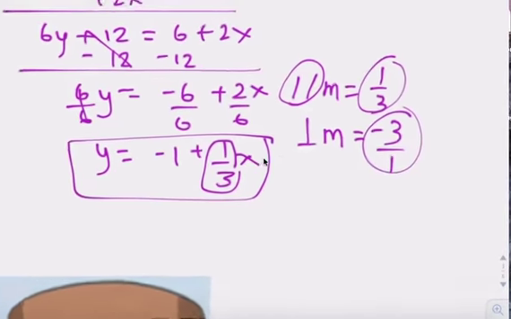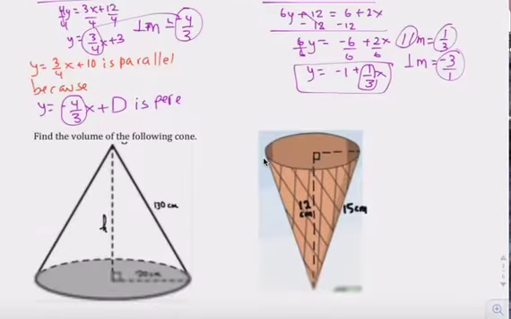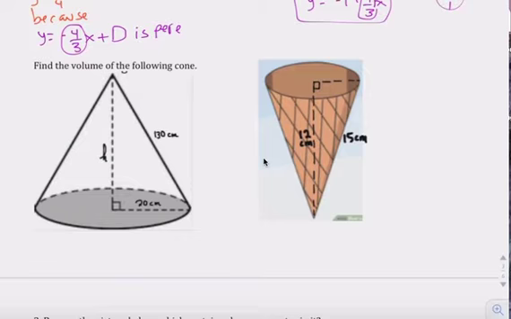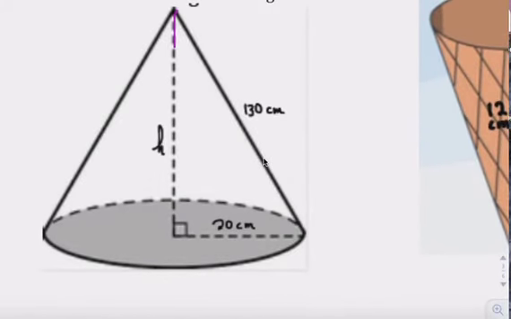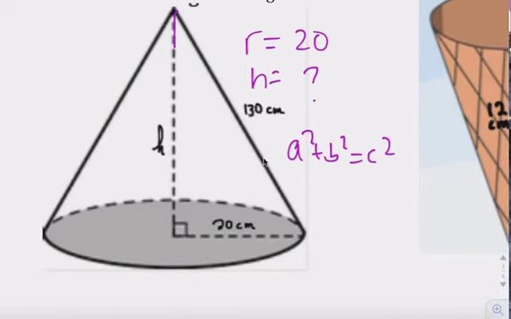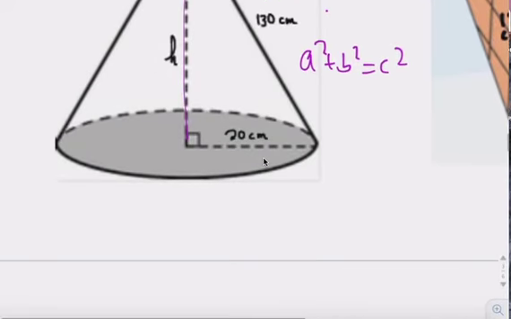So, anyways, find the volume of the cone. You need to first find the height. The radius is 20. The height is what? We need to find the height by using the Pythagorean theorem: a squared plus b squared equals c squared. Find this height, and then you can do volume.